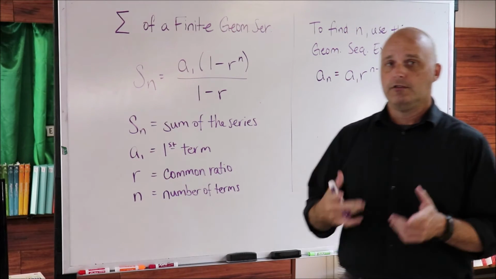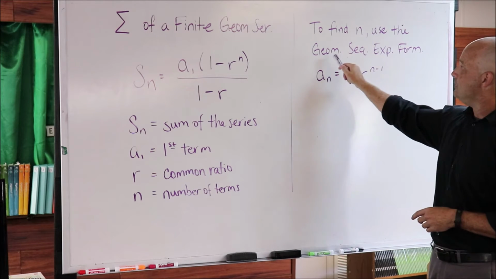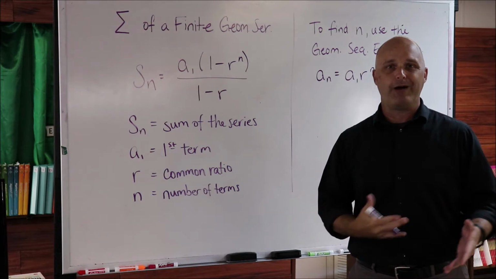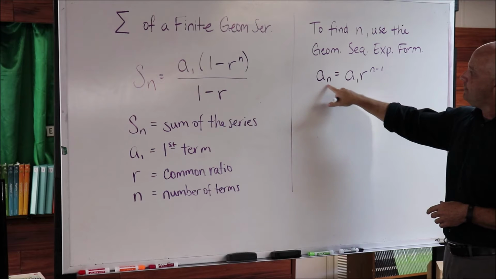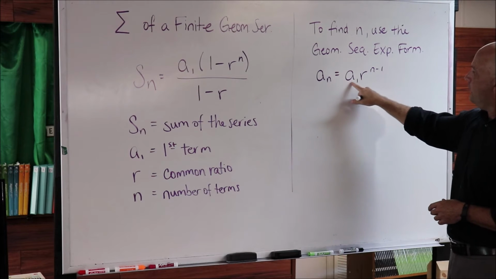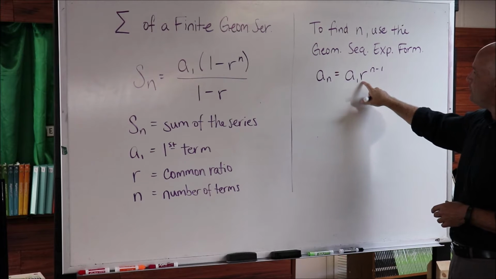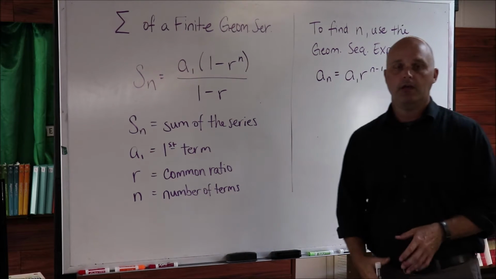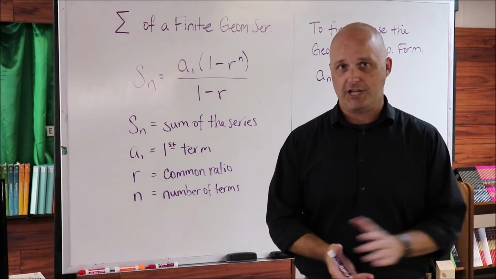Now, pretty much everything here is going to be pretty easy to find except for the n value. So for the n value, what we've got to do is go back and use the geometric sequence explicit formula. And that's going to allow us to get n. So if you recall, that is a sub n is equal to a sub 1 times r, the common ratio, raised to the n minus 1 power. Once you have all that information, then finding the sum is actually not going to be too difficult.